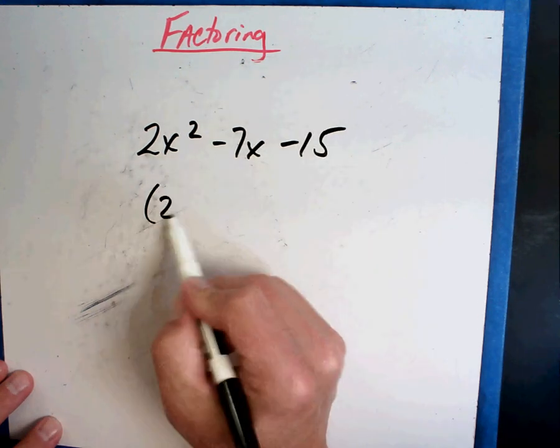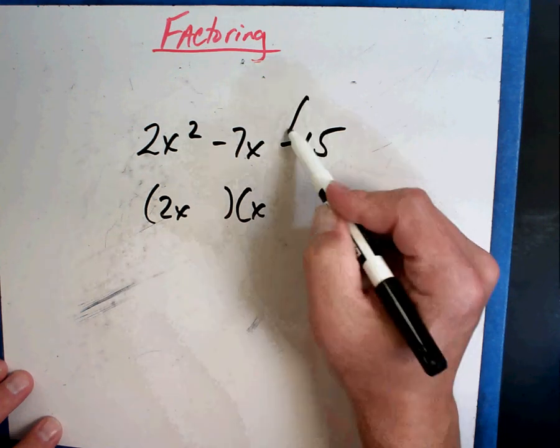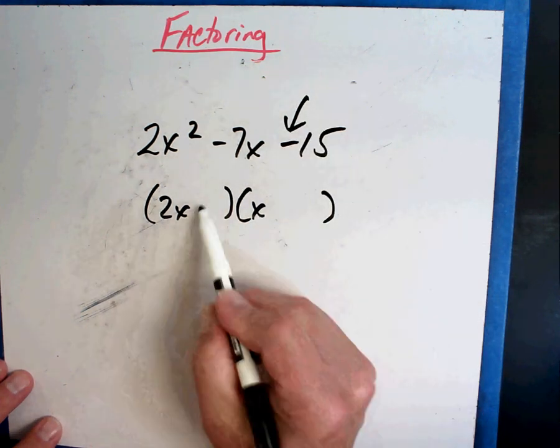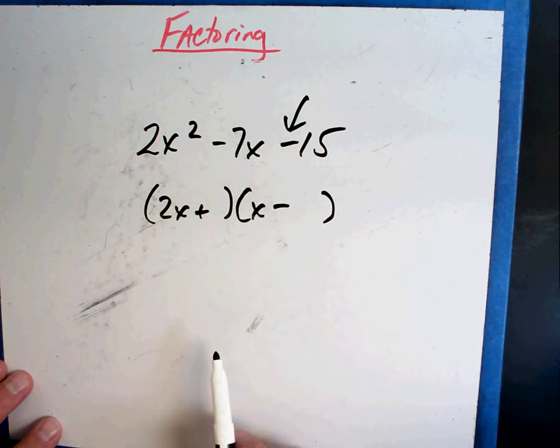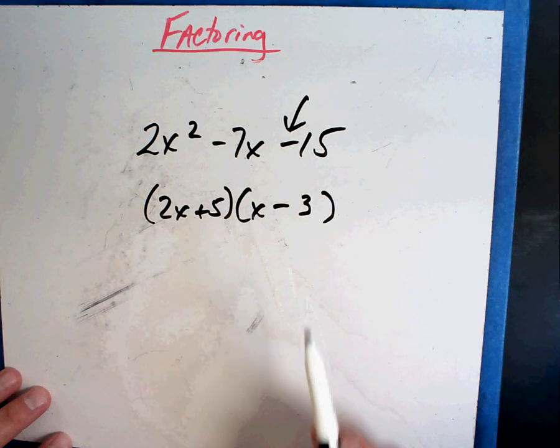Factoring it. 2x and x. That's a negative, so one's a plus, one's a minus. It's really going to be trial and error. 15 is really just 3 and 5. Let's see how I did.